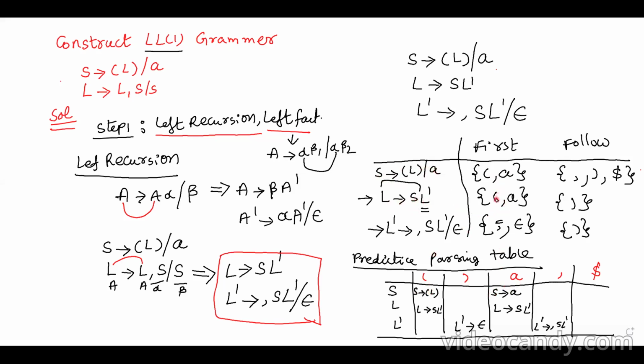Similarly, L tends to SL dash, you can substitute in place of open bracket as well as small a. Now L dash tends to comma SL dash and epsilon. So there are two things. L dash tends to comma SL dash, you can write in place of comma. L dash tends to epsilon, you should not write in place of the first value. What you have to do is go for follow. Okay, so this is the way to construct LL1 grammar.